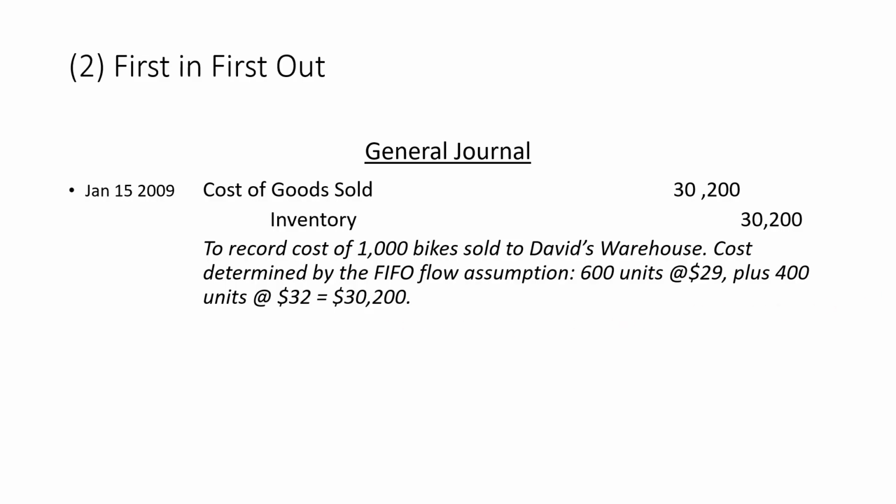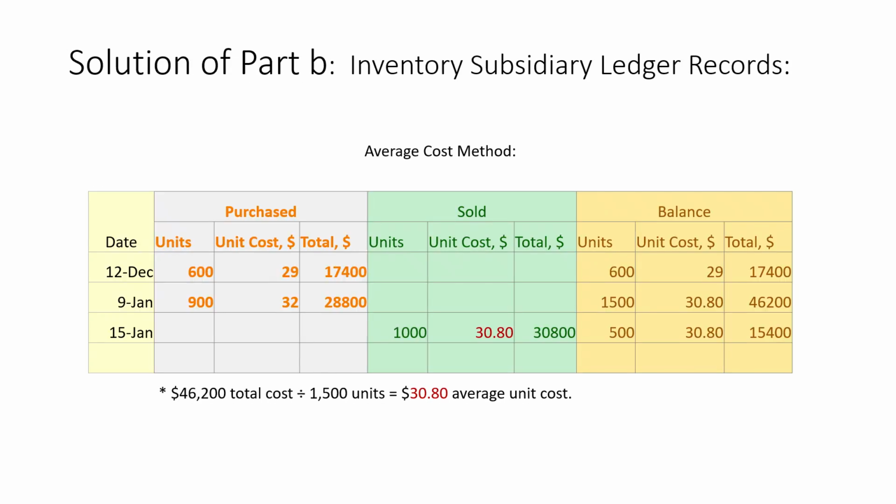Now we'll move to part B of this question, in which we need to make subsidiary ledger records. We will show the whole record, as you can see on the screen. Inventory subsidiary ledger records, part B. First we will try to solve with the average cost method. Remember, you need to memorize this table and also the columns, and in exams you have to solve answers by making this kind of table.